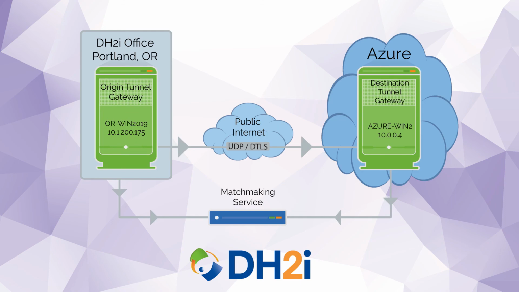Now that we've got the hybrid cloud gateway group configured, we can create secure, discrete tunnels between the two sites. Check out the links in the description to watch our other videos on how to configure a tunnel.